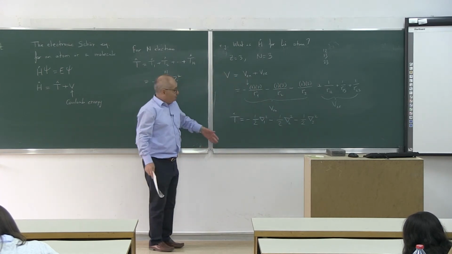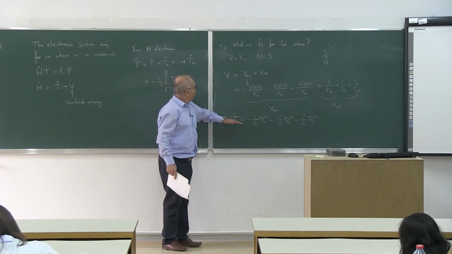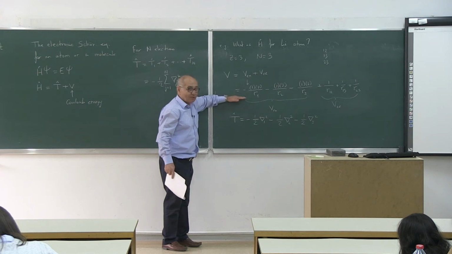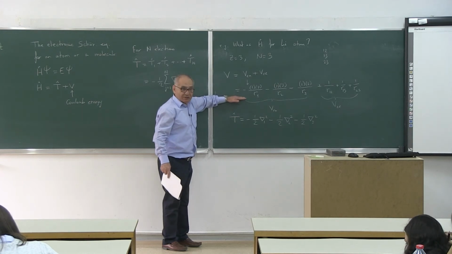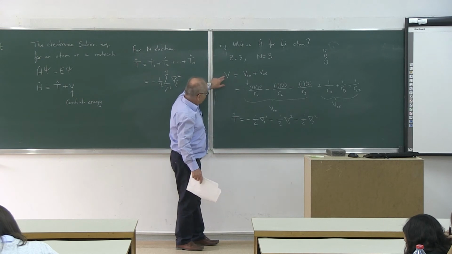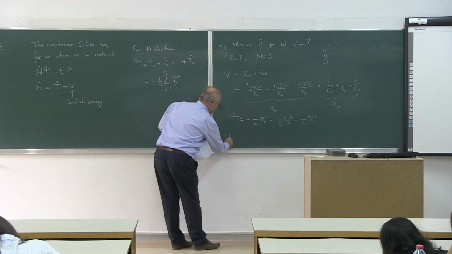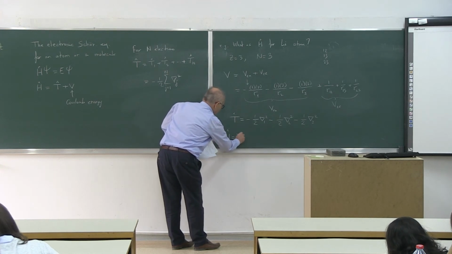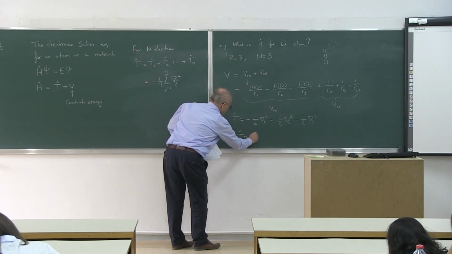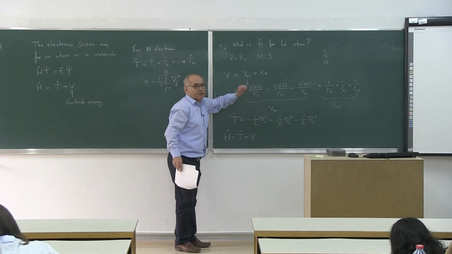All right. So this is the explicit form for the kinetic energy part, and this is the explicit form for the potential energy part. The total Hamiltonian is this expression plus that one. In other words, H is T plus V, where T is this expression, V is this expression here.